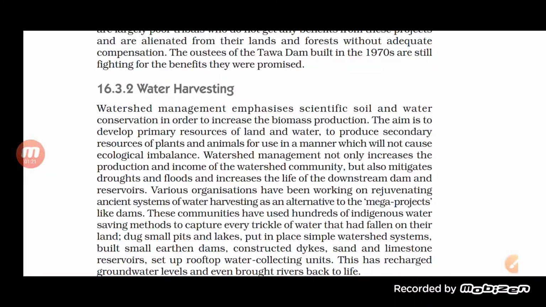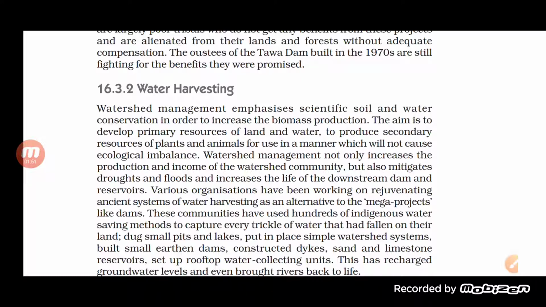Now let us see what is water harvesting. See, the people in rural areas have used a large number of water collecting methods to capture rainwater as much as possible which had fallen on their land. There are different methods by which they can harvest water. See, water harvesting is collecting water.